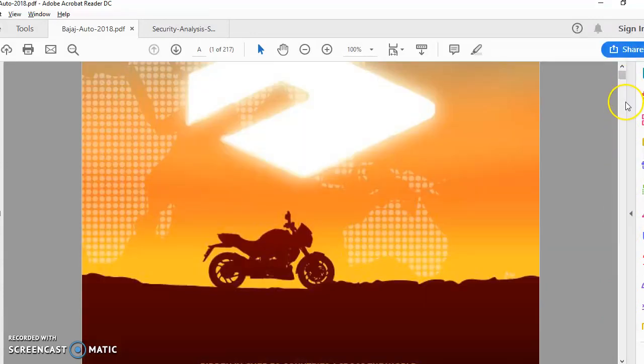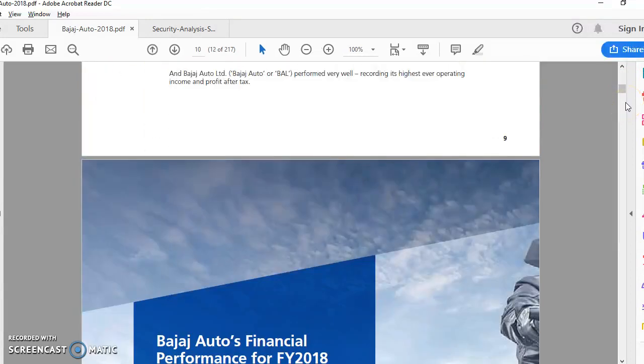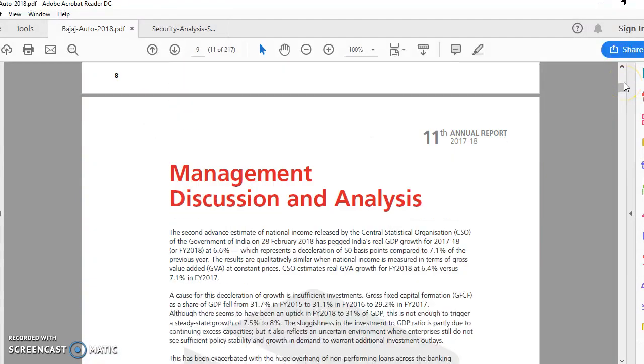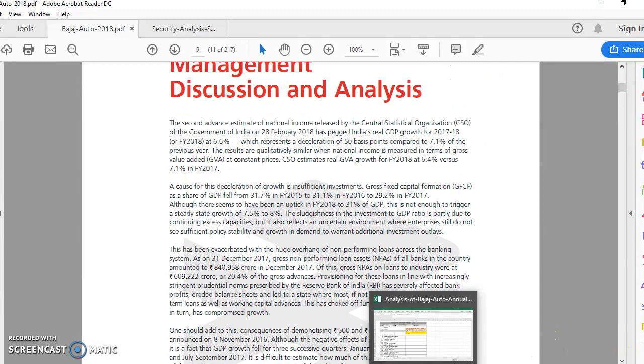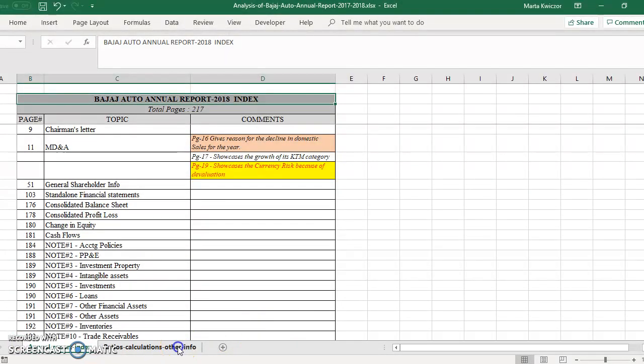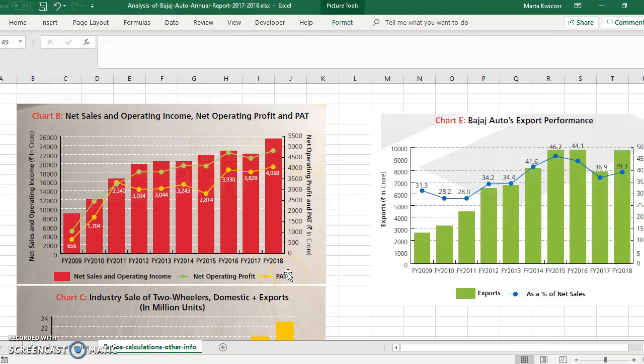It's pretty simple. So I've done that, and here is the management discussion and analysis. It gives a brief overview of how Bajaj makes money. I've taken some snapshots so that it's going to be easy. Bajaj Auto produces two major things.